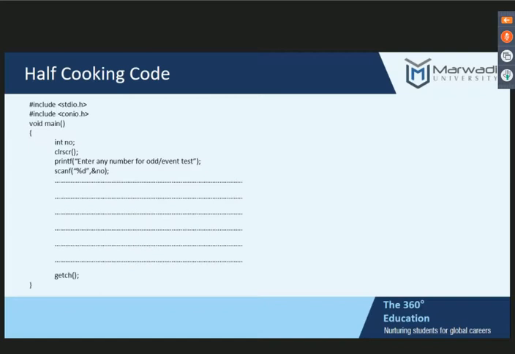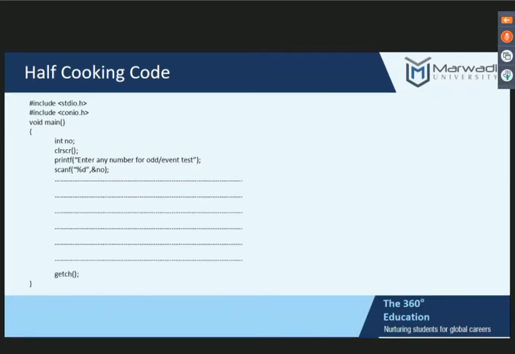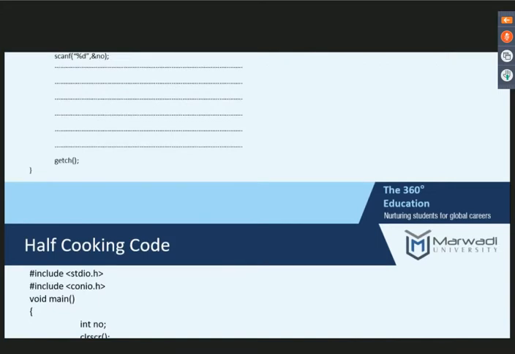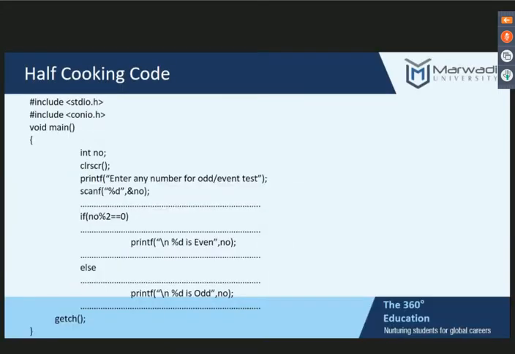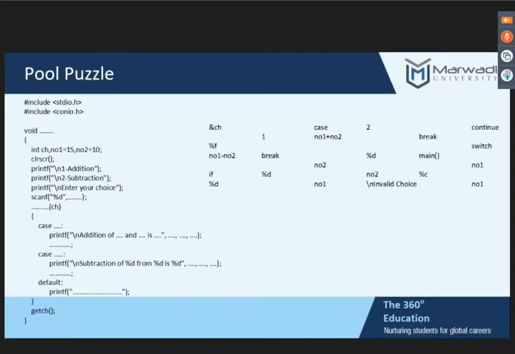So this activity basically focuses on half cooking code. Half of the code is already provided. The expectation from the student is to complete the remaining code. This is a simple solution which we can focus on at the end. Next is the pool puzzle. This is an interesting activity where the student has to complete the code.